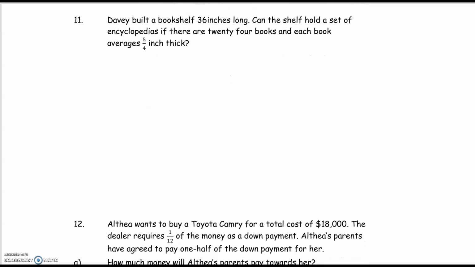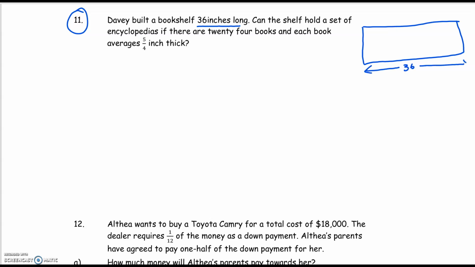So let's read this question. We have a bookshelf that is 36 inches long, and we want to arrange books on the shelf. Let's imagine the books look like this. So we're going to arrange books on this bookshelf.